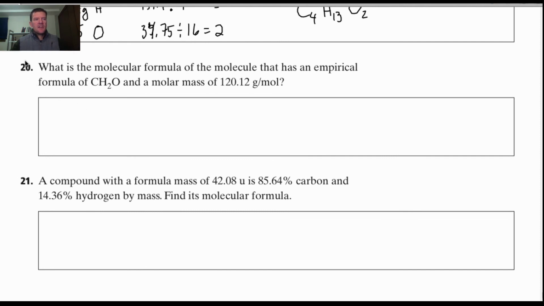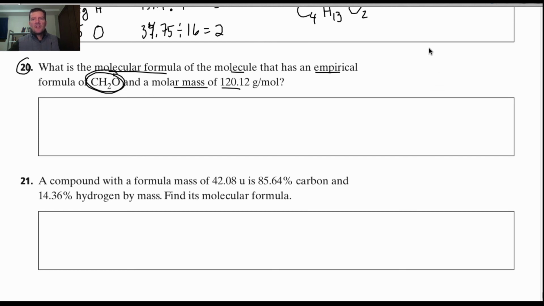Okay, let's look at these two. Number 20 says, what is the molecular formula for a molecule that has an empirical formula of CH2O and a molar mass of 120? Okay, now here's the deal. Empirical formula, remember, is the smallest ratio. So this may be the molecular formula, or it may be multiples of that.